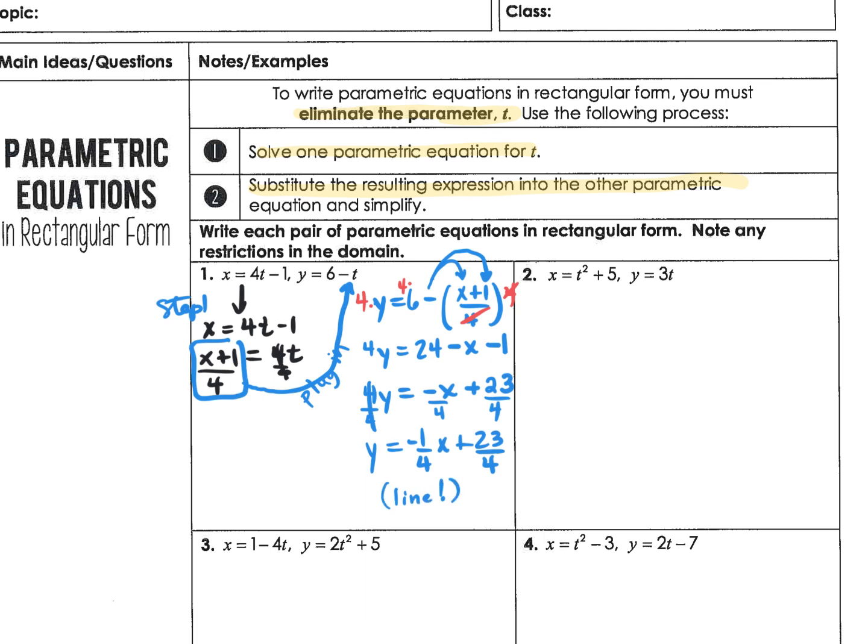So if it is a line, does it have any domain restrictions? No, it doesn't, does it? So its domain is going to be all real numbers, isn't it? Since it's a line, it's a diagonal line. Now, if it were a vertical line, it would definitely have a domain restriction, wouldn't it? But this one doesn't. Okay.